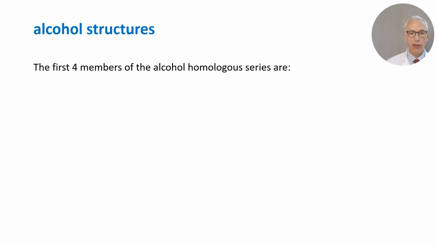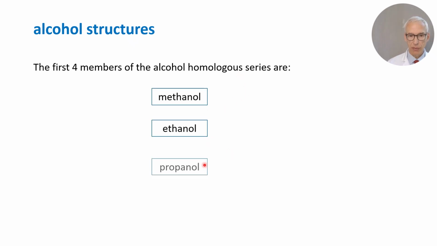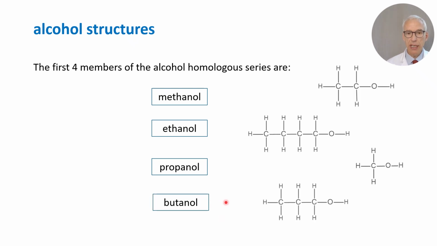So here are the first 4 members of the alcohol homologous series: methanol, ethanol, propanol, and butanol. And here are 4 molecular structures. Could you match the name to the structure? Stop the lesson, come back to check and correct.